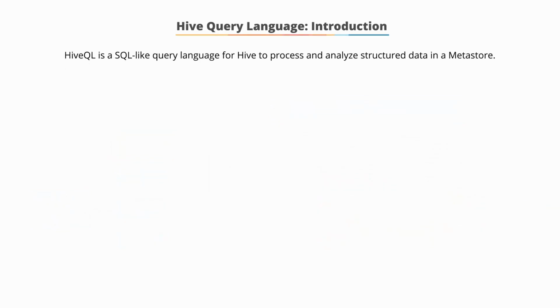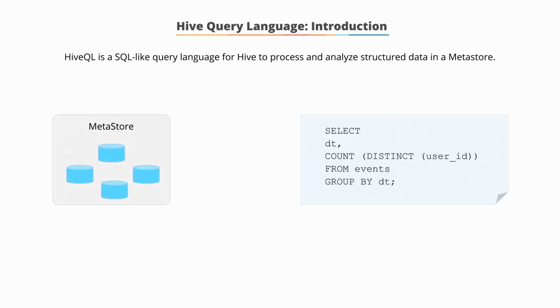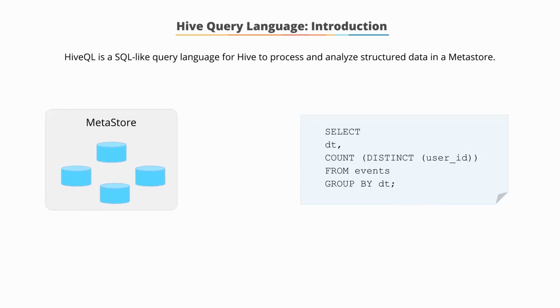Hive Query Language Introduction. HiveQL is a SQL-like query language for Hive to process and analyze structured data in a metastore. A simple example uses a select statement looking for the field DT, counting the number of distinct uses of user ID from events table, and then grouping by DT, date.